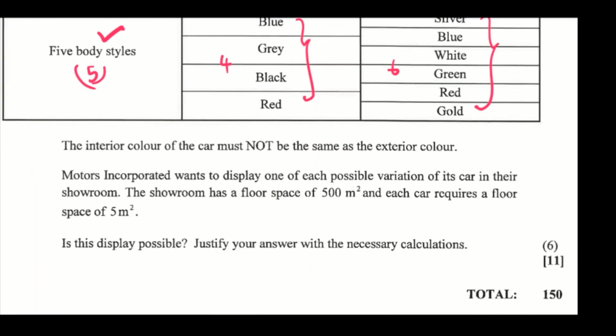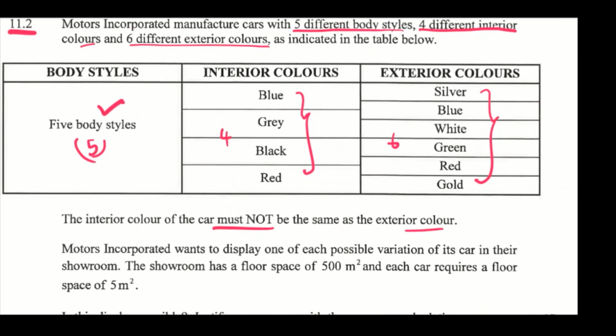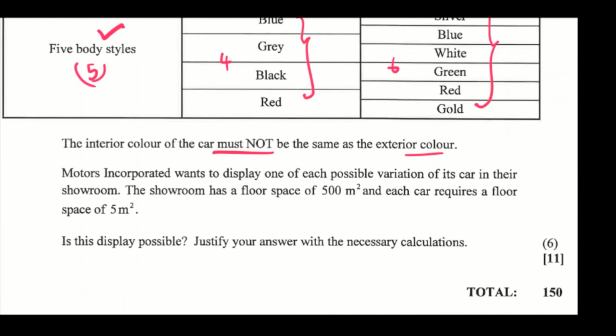So the interior color of the car must not be the same as the exterior. So you can't have blue in the interior and also blue in the exterior. So you need to choose another color. Motors Incorporated wants to display one of each possible variation of its car in their showroom. The showroom has a floor space of 500 square meters, and each car requires a floor space of 5 square meters. Is this possible?